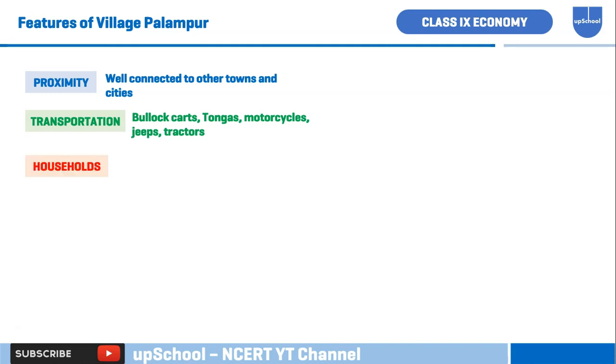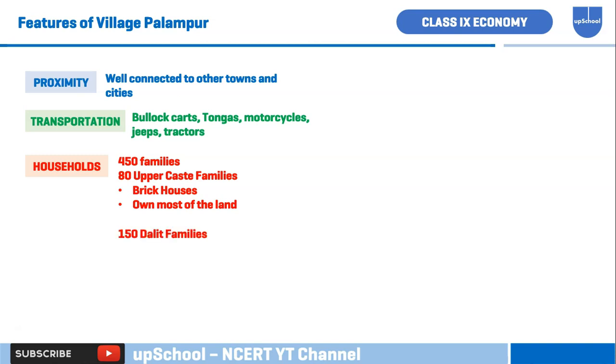Households. So in this village Palampur, there are 450 families, and there are 80 upper caste families who live in brick houses and they own most of the land. There are also 150 Dalit families who live in straw mud houses and they have no land. And the remaining are other castes, other families who have a medium middle class life.